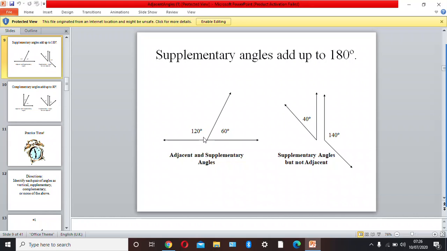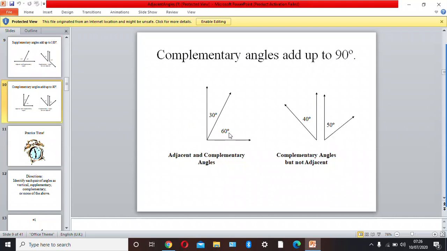But look at this, they are both adjacent and supplementary because they are side by side and they add up to 180 degrees. So let's look at complementary angles. On the other hand, the sum of two complementary angles adds up to 90 degrees.